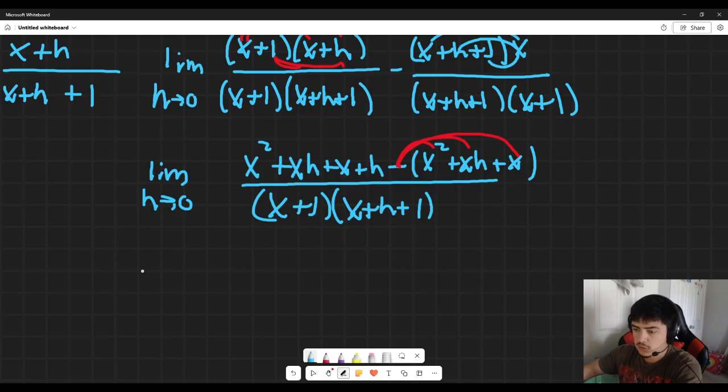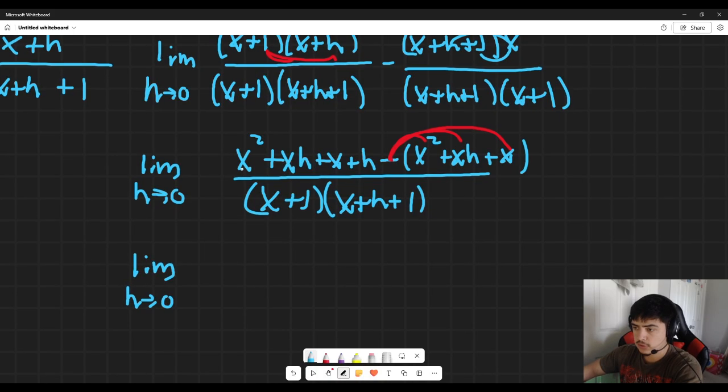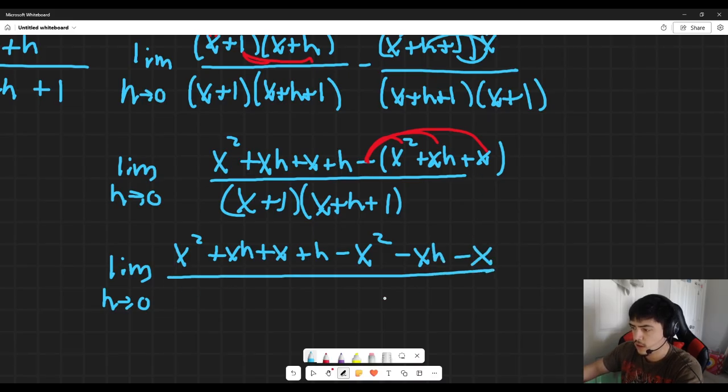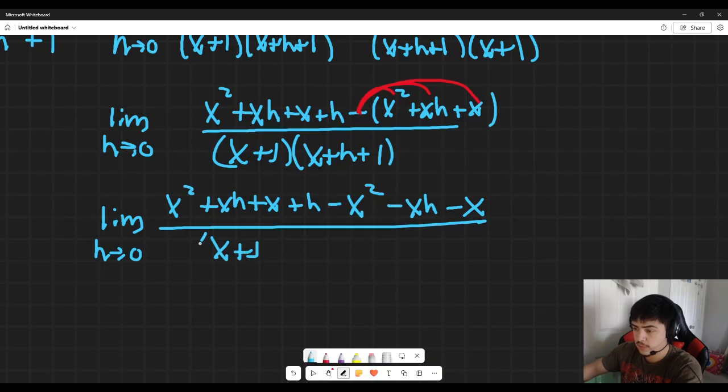And then so now our new limit is going to be the limit as h goes to 0 of, I'm going to rewrite this whole part right here. And we can't combine anything yet because none of these are like terms. None of them have the same factors. Like this is x squared, this is x and h. So folding in this negative, we get negative x squared. Then we get negative xh, and we get negative x. All over the same denominator.